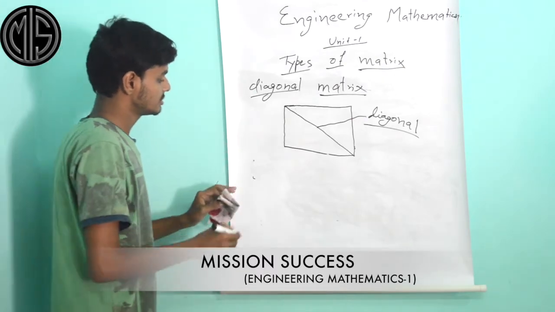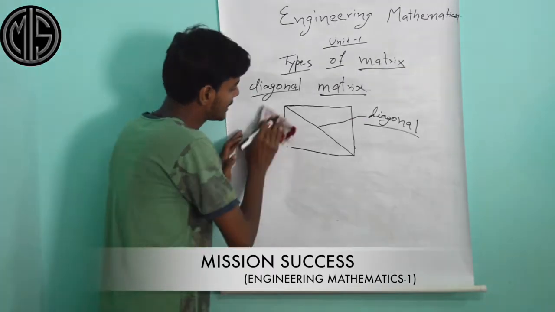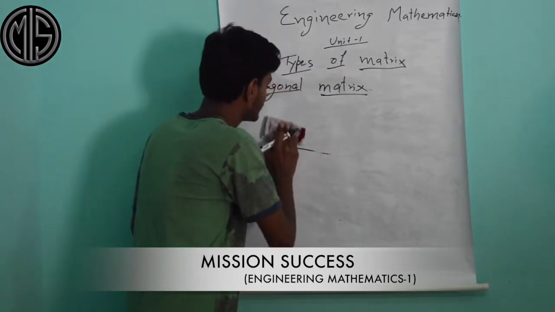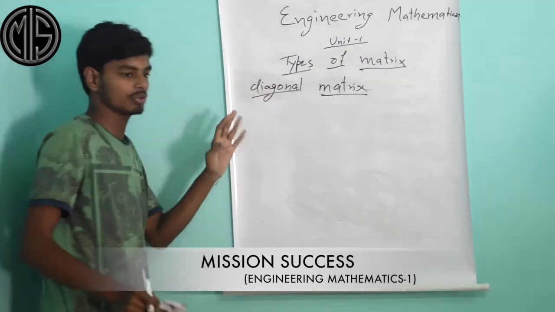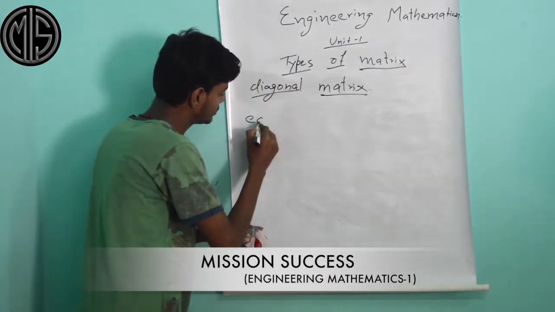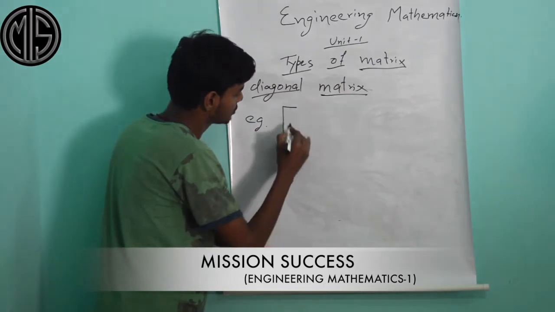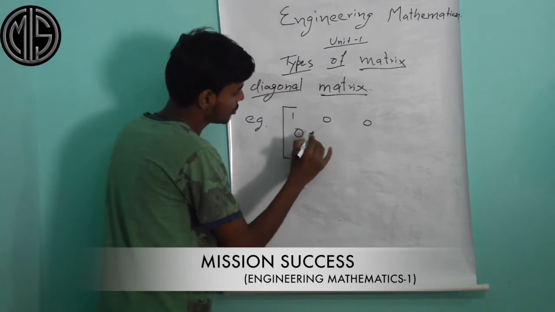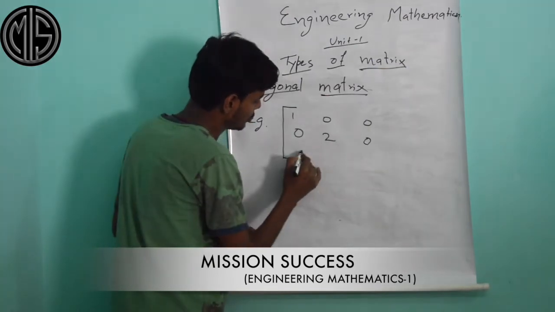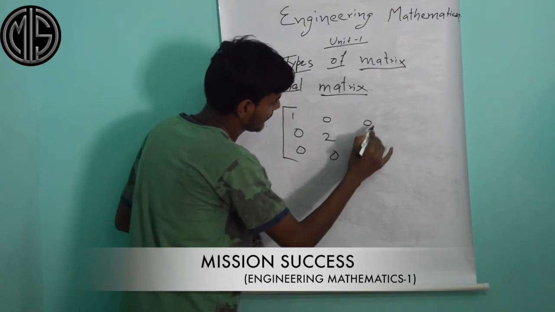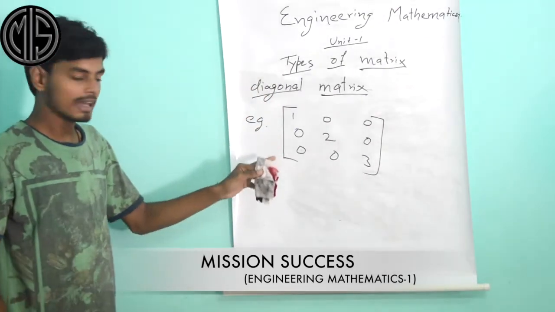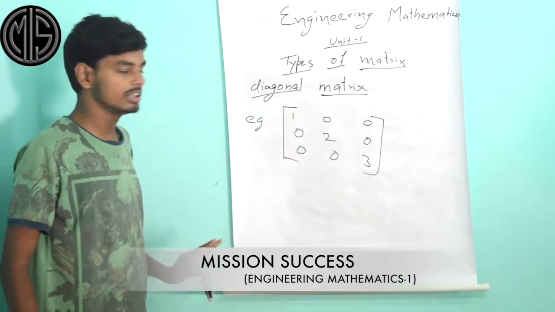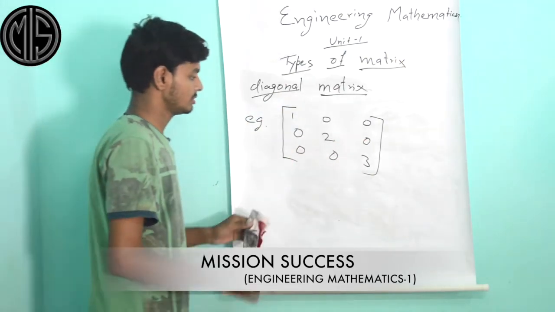A matrix where the elements are present only diagonally and all other elements are 0. For example, 1, 0, 0, 0, 2, 0, 0, 0, 3. Here we can see the elements are present only diagonally, all other elements are 0. It is called a diagonal matrix.